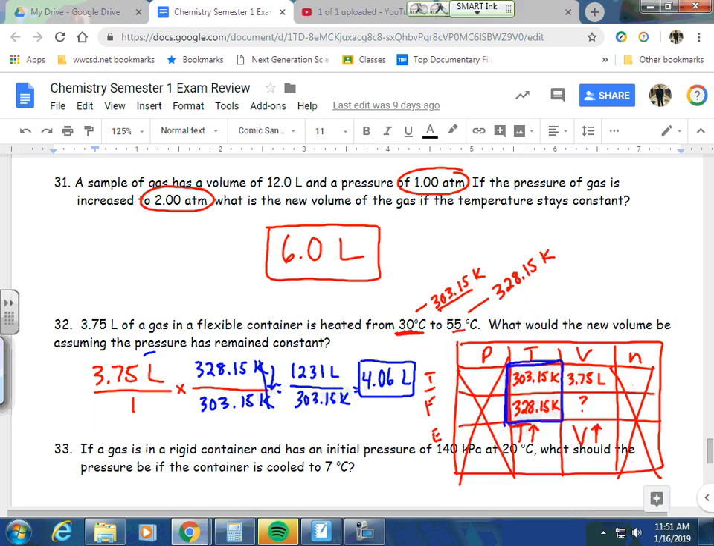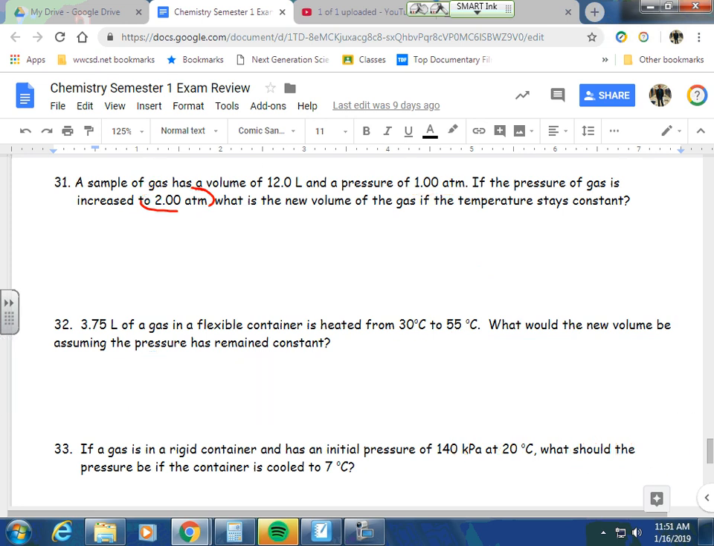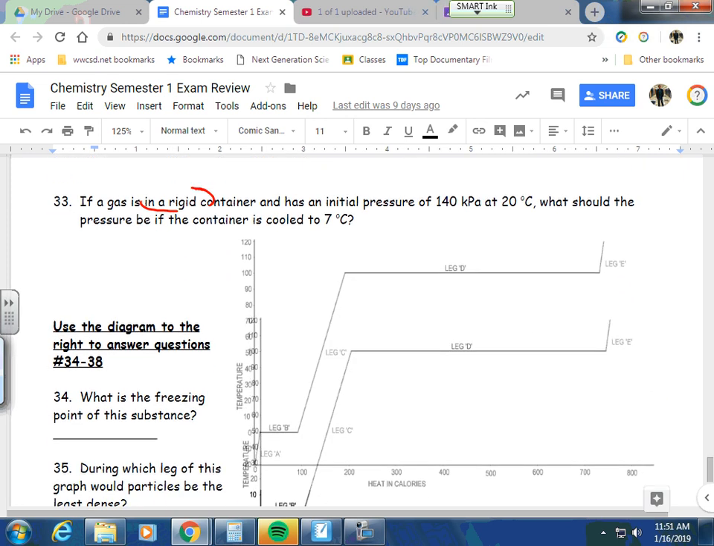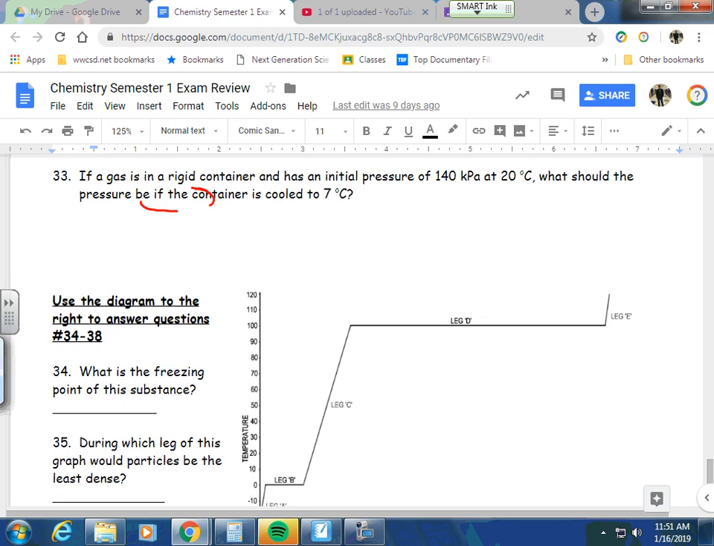And finally, we're at our last problem. Number 33. So I've got a gas in a rigid container. The volume can't change. Okay. The initial pressure, they give me the initial temperature. They say, what should the pressure be if the container is cooled? All right, down to 7. All right, so I'm going to change these to Kelvin first of all. So this is actually 293.15 Kelvin, and this one would actually be 280.15 Kelvin.